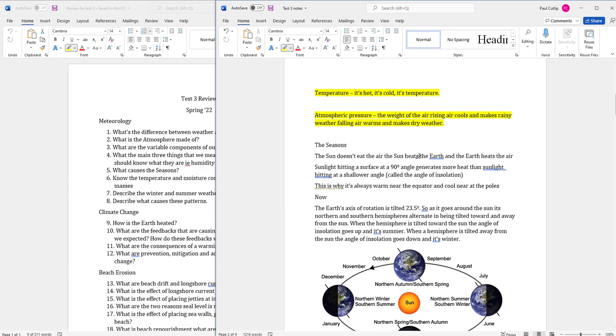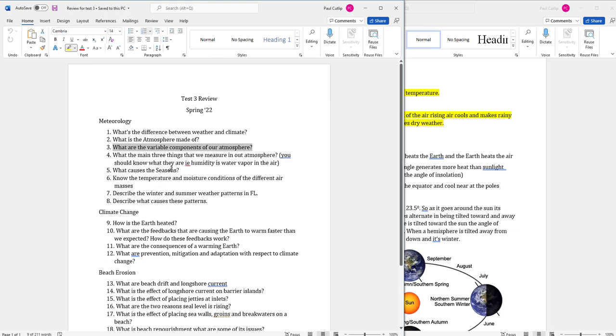Rising air is lower pressure, sinking air is higher pressure. Rising air is nasty weather, sinking air is nice weather. So generally, as I said in class, if you need to predict the weather and you can only know one thing, you want to know the air pressure. High pressure, nice weather, low pressure, rainy weather. Okay, let me see. There we go. Things we measure. We did that.